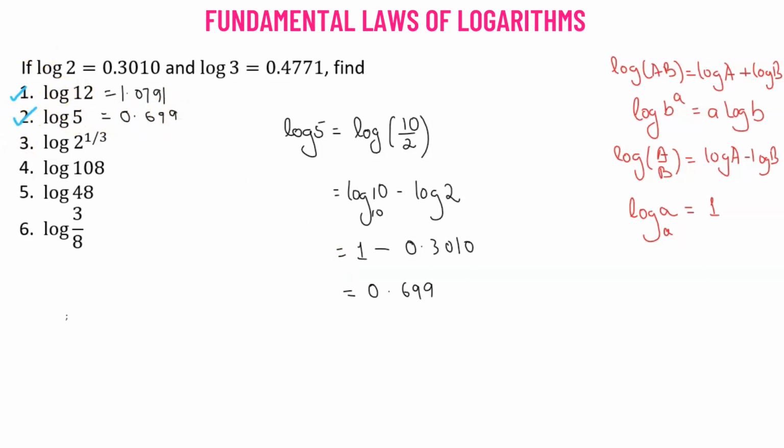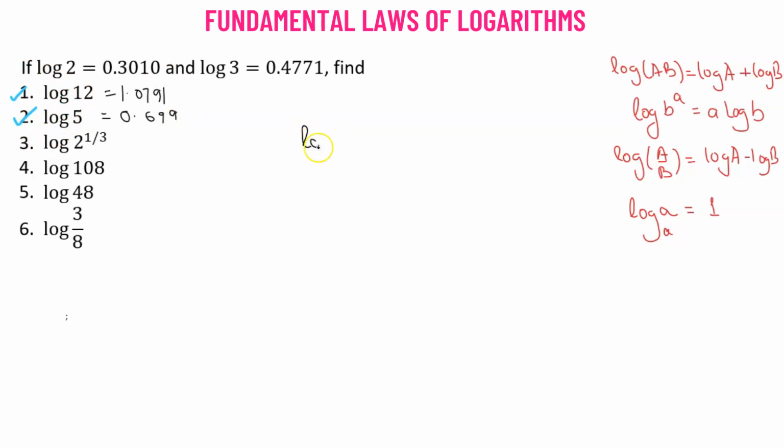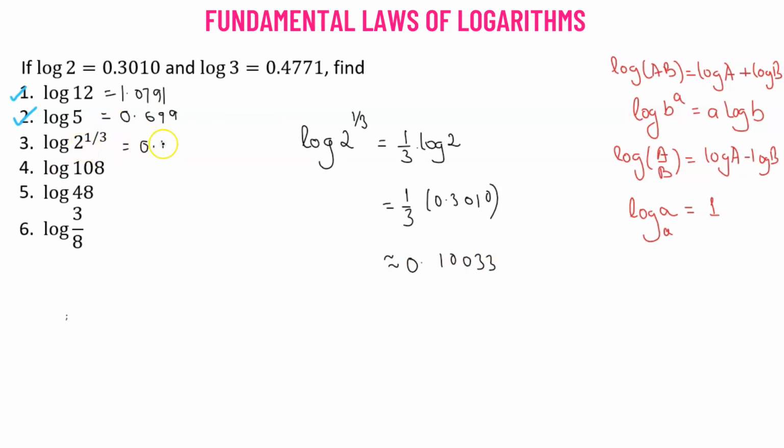Now let's move on to number 3. We need to find the value of log of 2 raised to the power of 1/3. So this will be equal to, if we use this property, 1/3 times log of 2, which will be equal to 1/3 times, now what's the value of log 2? That's 0.3010, and this should give us approximately 0.10033. So this is the value of log of cube root of 2. Let's write it down here, 0.10033. The 3 is done.